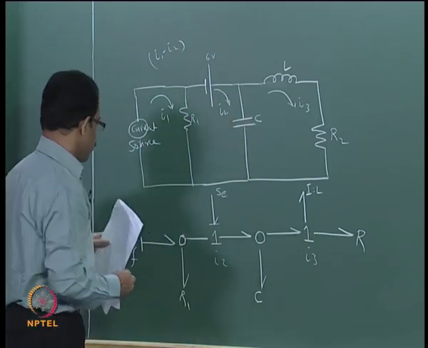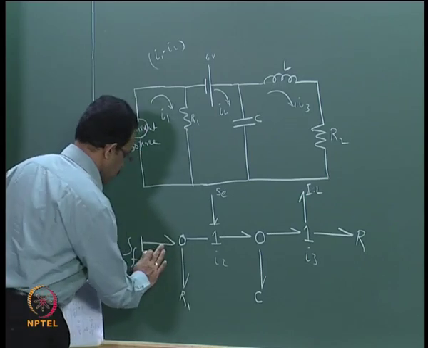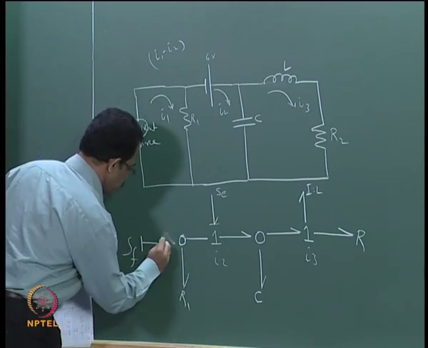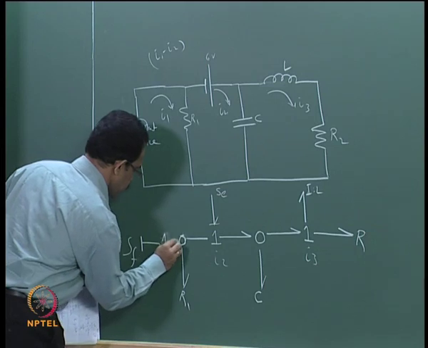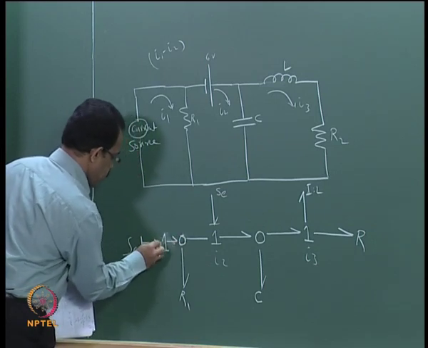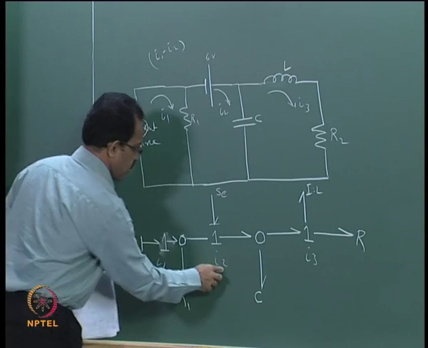Of course, we could represent this with a 1 junction and then a 0 junction, but I put it like this. You can also put it like this to represent that this is I1, this is I2, and this is I3.